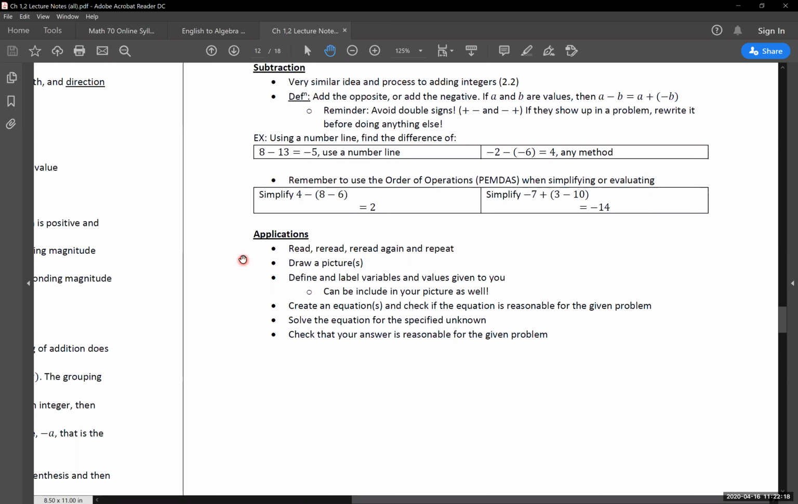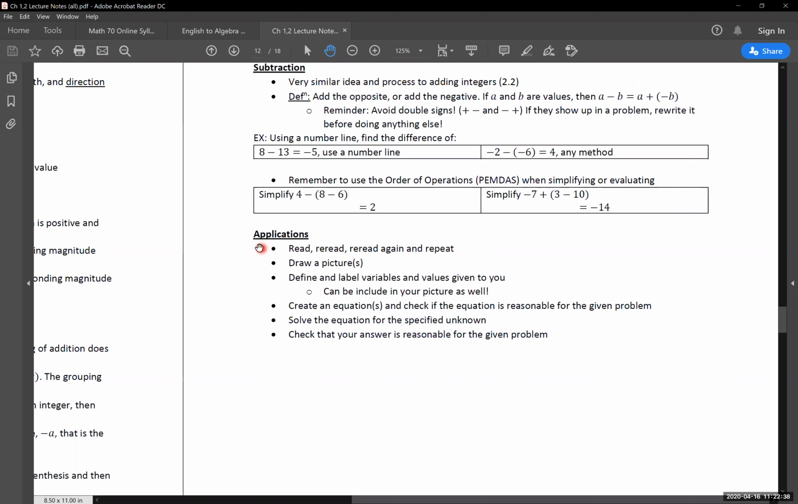A lot of people will try and read a paragraph of text once, create an equation, and just go. And it's not easy to do. So read the problem multiple times. Pick out pieces of information that you think are important, and things that aren't important.